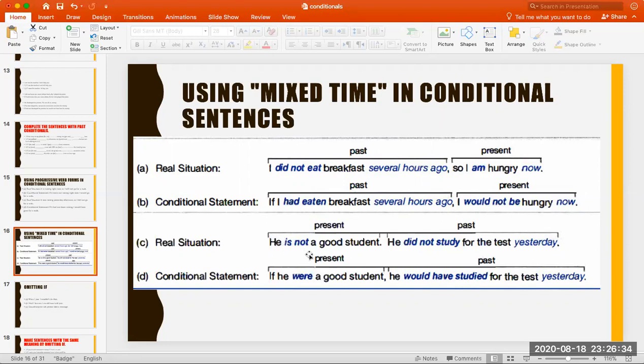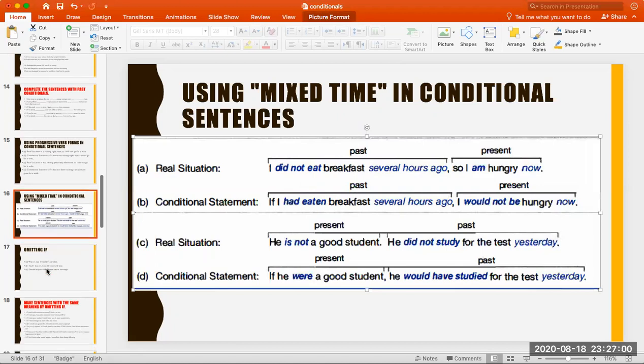Another example, he isn't a good student. He didn't study for the test yesterday. It's a fact that he isn't a good student. That's why we use present simple. But we talk about a particular thing here that happened yesterday, which is not studying. He didn't study for the test yesterday. If he were a good student, he would have studied for the test yesterday. It happens. The first part here is more common.